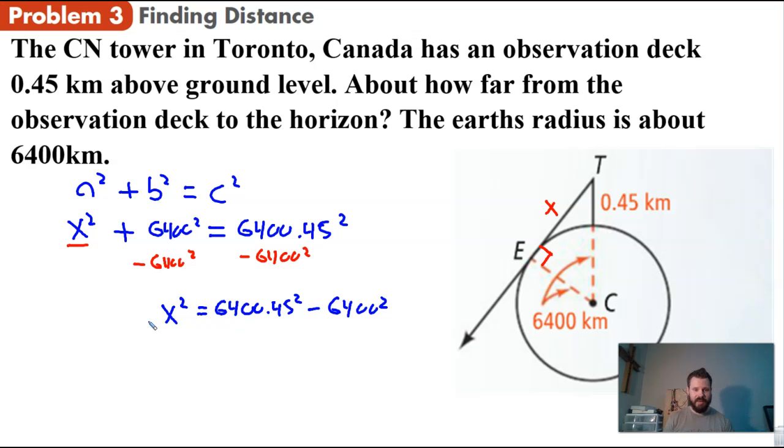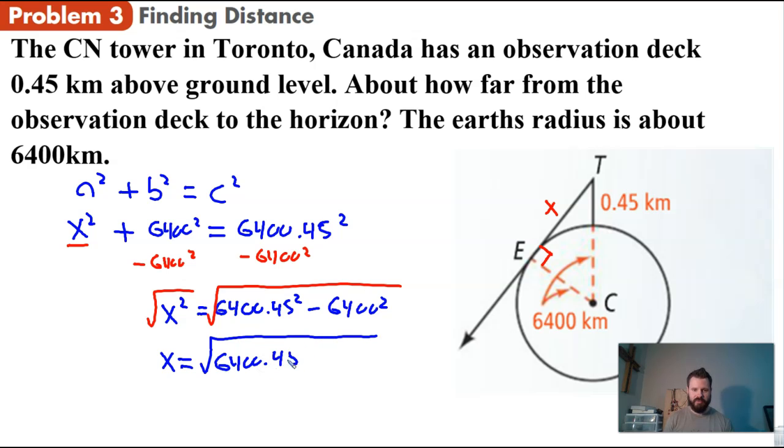And then for a last step, I'll take a square root on both sides of the equation. So in other words, my answer is x is equal to the square root of 64,000.45 squared minus 64,000 squared. And what I'm going to do then is plug that in one step, which is going to make the large numbers that I have easier to deal with.